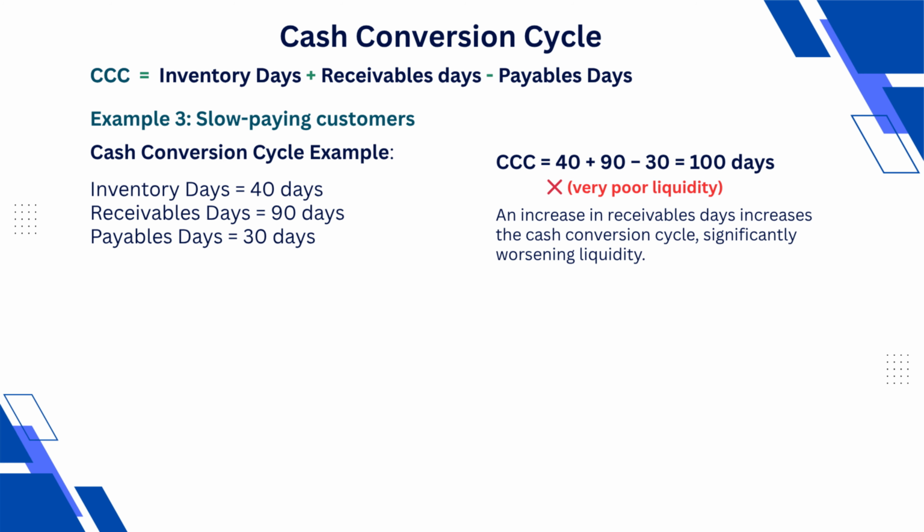The business may respond by increasing payables days to delay cash outflows and partially offset this effect. However, this strategy has limitations, as it may damage supplier relationships and does not address the underlying issue. Therefore, the business should also improve receivables management to reduce the cash conversion cycle effectively.